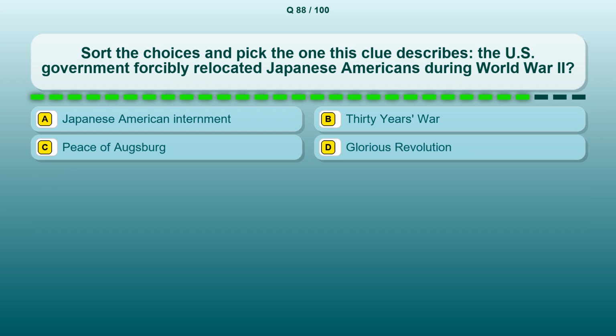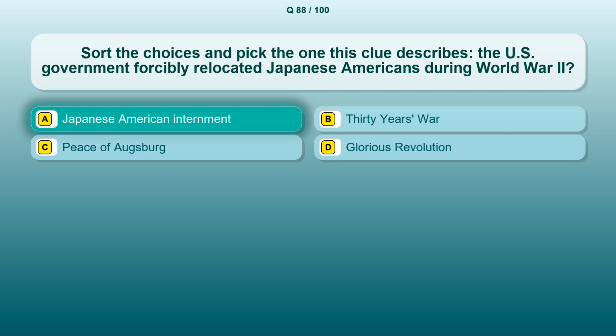Question 88. Sort the choices and pick the one. This clue describes the U.S. government forcibly relocated Japanese Americans during World War II. Option A, Japanese American internment. Option B, 30 Years' War. Option C, Peace of Augsburg. Option D, Glorious Revolution.